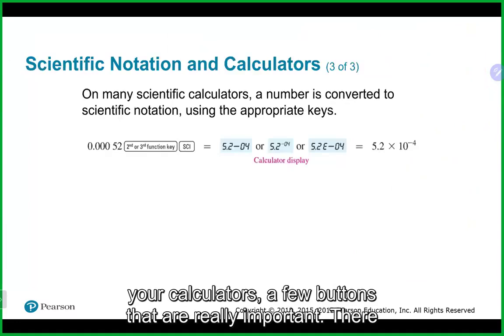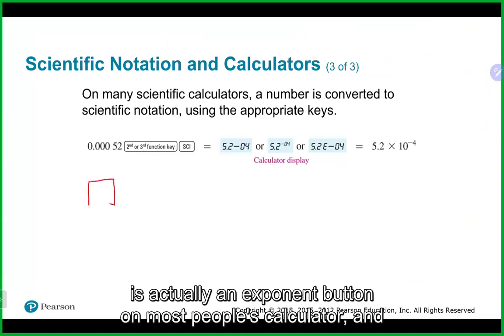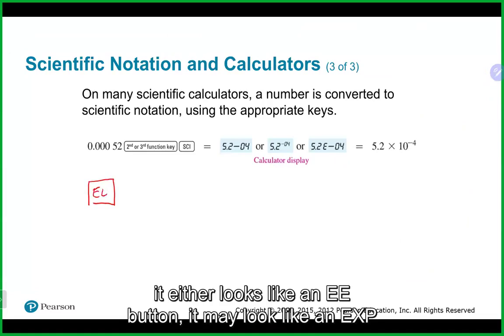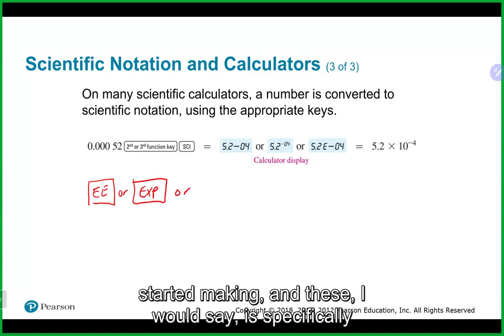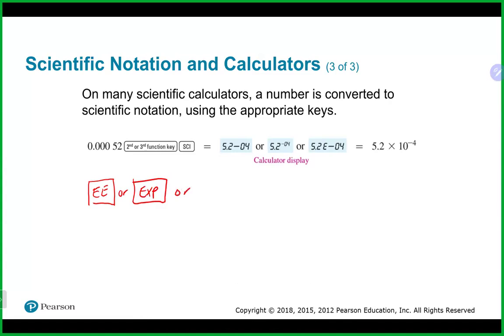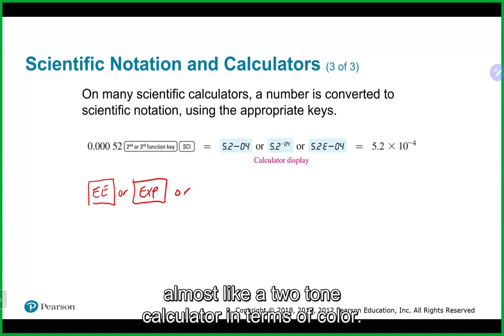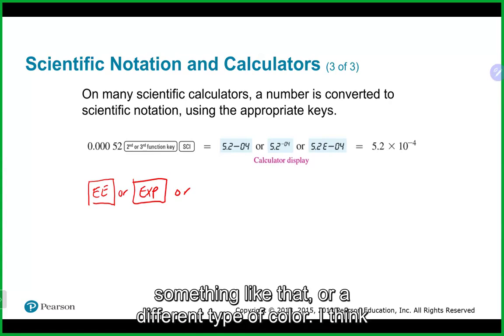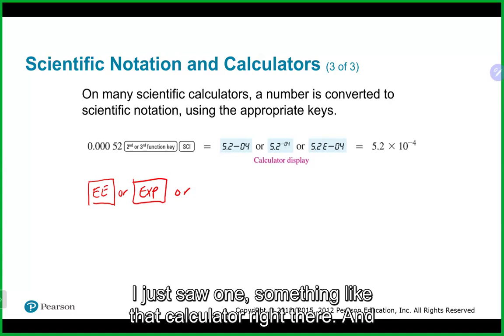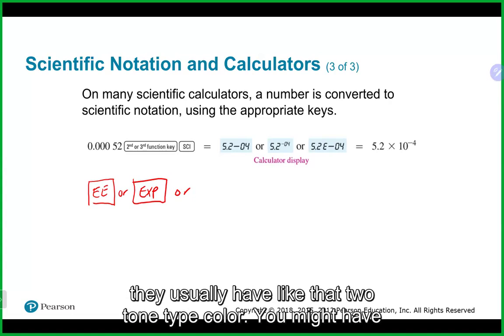So when you look at your calculator, there's a few buttons that are really important. There is actually an exponent button on most people's calculators, and it either looks like an EE button, it may look like an EXP button, or if you have some of the newer calculators they started making, and these I would say are almost like a two-tone calculator in terms of color. There's like a main color and the outside is like white or something like that, or a different type of color. I think I just saw one. Something like that calculator right there. And they usually have that two-tone type color.